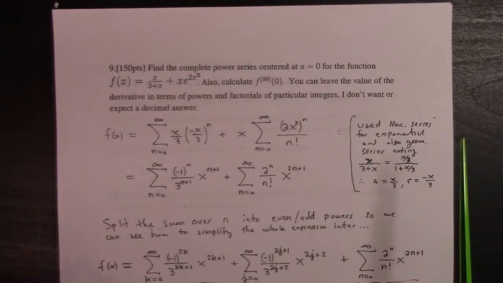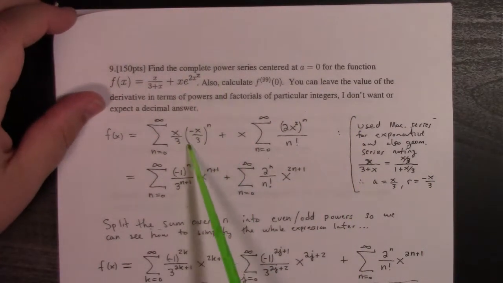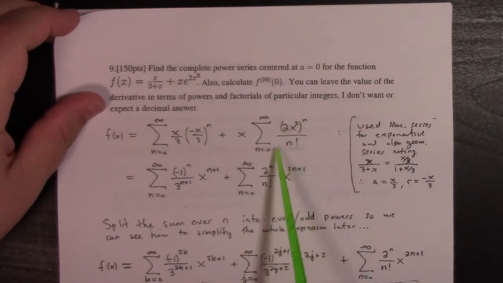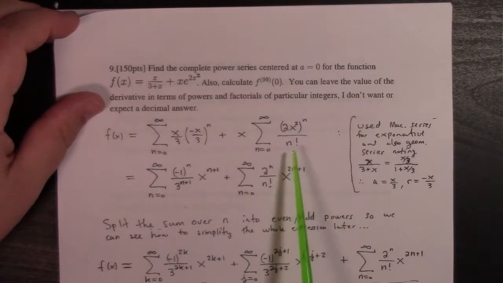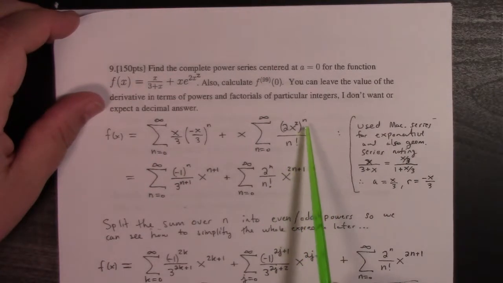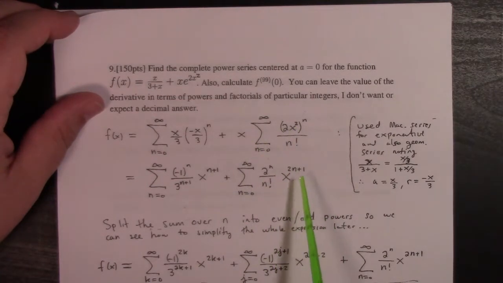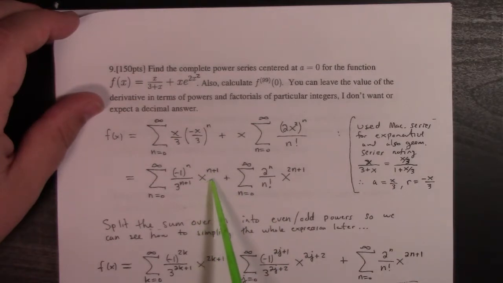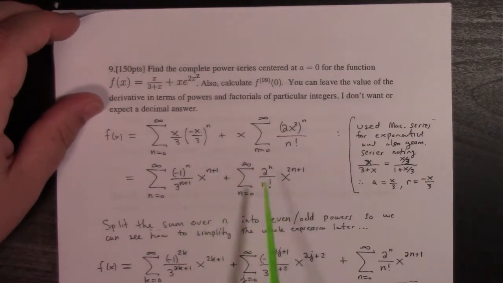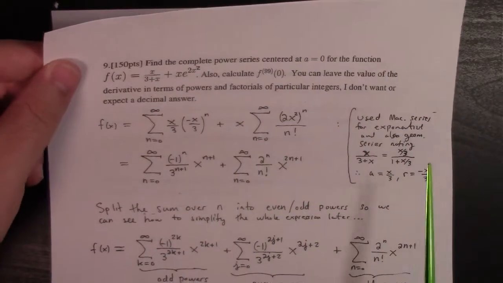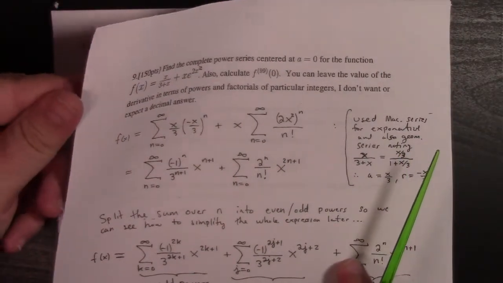All right. So here's my geometric series. Here's my x times the known Maclaurin series for the exponential. And if you look at that, we've got odd powers here. We've got even and odd powers here, actually. So there's some kind of interlinking between these two sums. We need to put them together to make a nice answer.